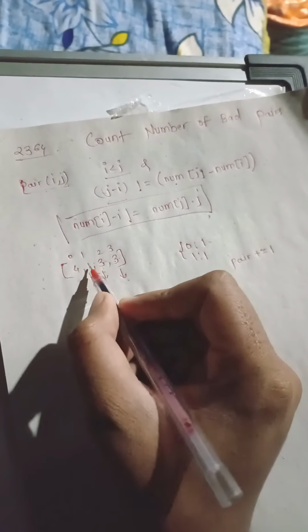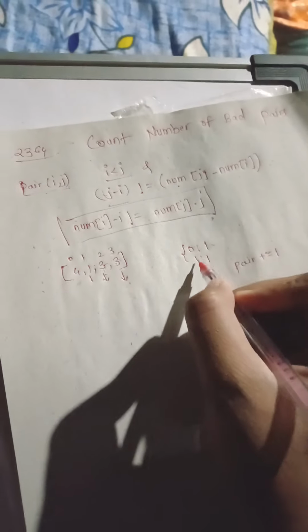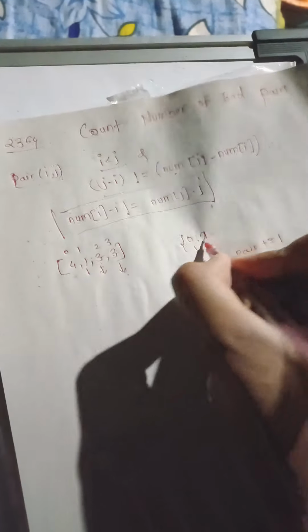If I come here, 1 minus 1 is 0. With this element I can form pairs, but the difference here is 0, and there is already one element whose difference is 1, so I will neglect this and form a pair with only this one. So only one pair, plus 1 again, and again I have found a difference of 0, two times.